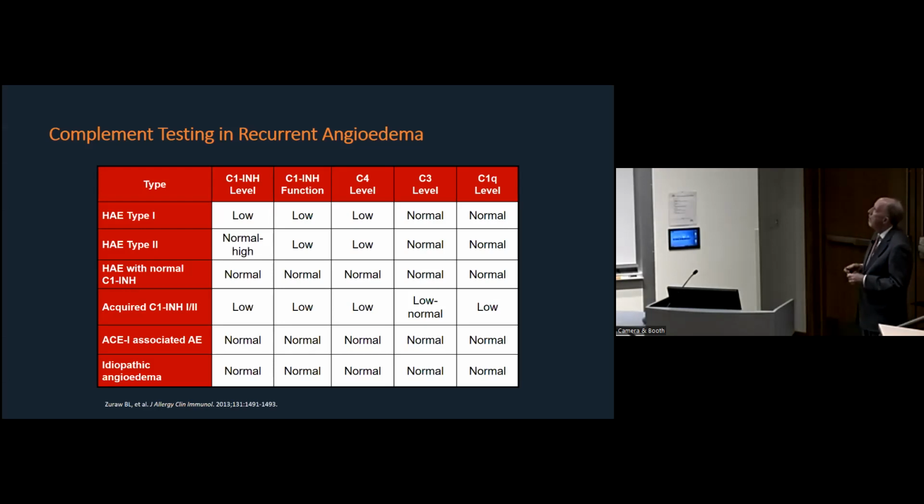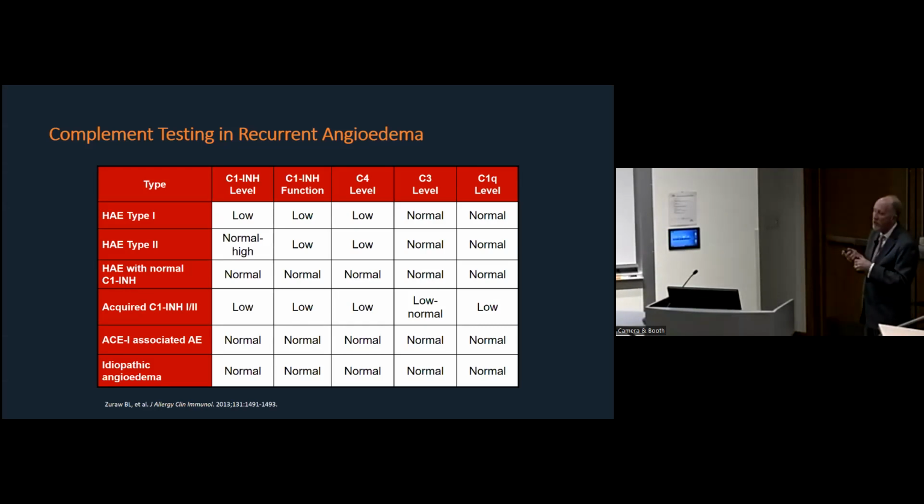In type 1 HAE, they don't make enough C1 inhibitor. Their mutation doesn't allow them to make it. The protein doesn't fold upright, so it doesn't get out of the cell, and you can't measure it in adequate levels. And because of that, they have low function. And because they've got this lack of control of C1, the complement pathway, their C4 level is usually low.